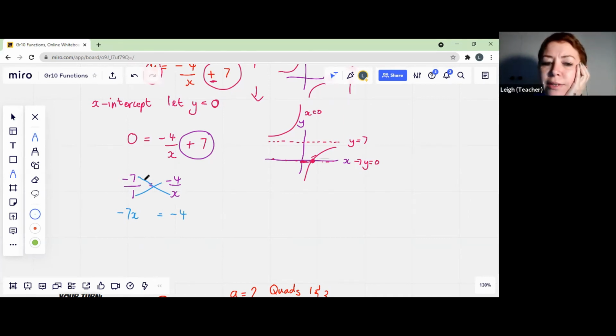Divide both sides by negative 7. Beautiful. Oh, that's beautiful. Well done. Good, good, good, good. By negative 7. So divide by negative 7 on the left, divide by negative 7 on the right. And that means that -7 divided by -7 is positive 1x.